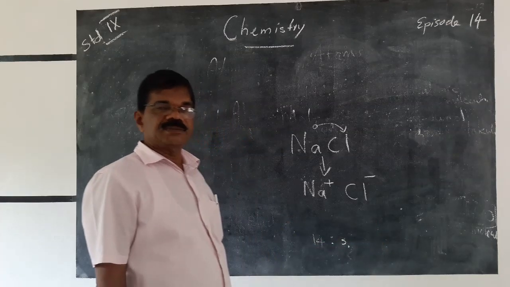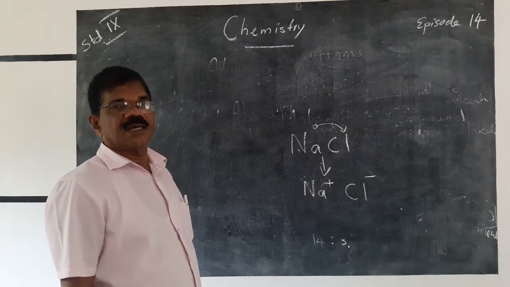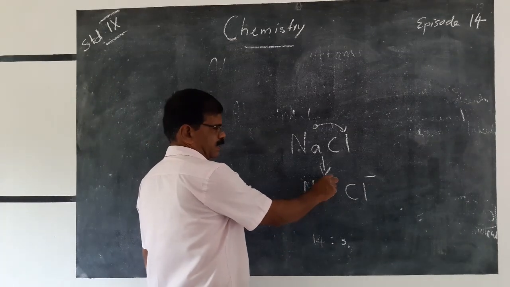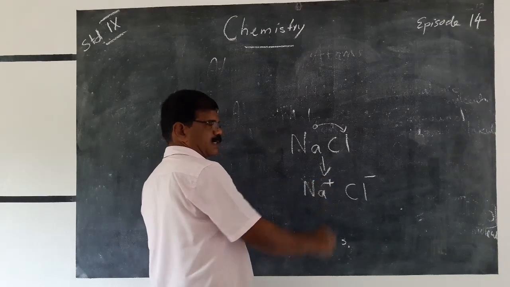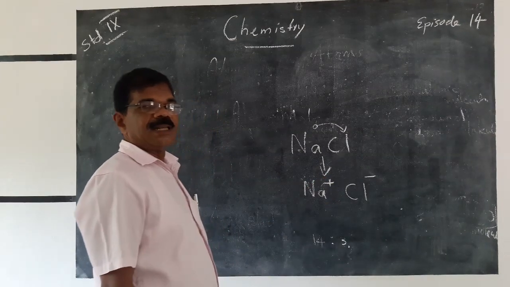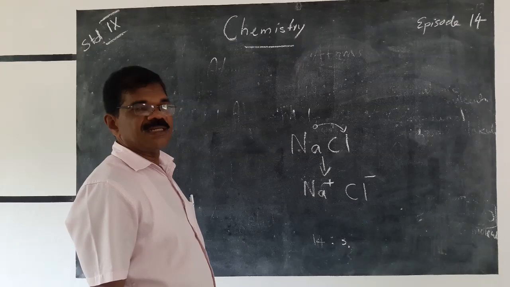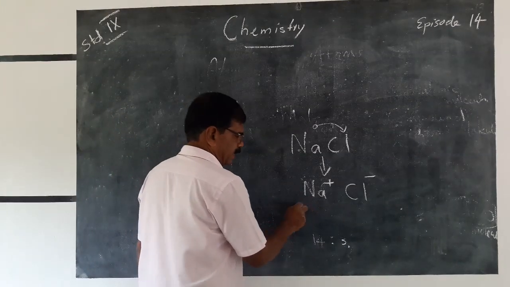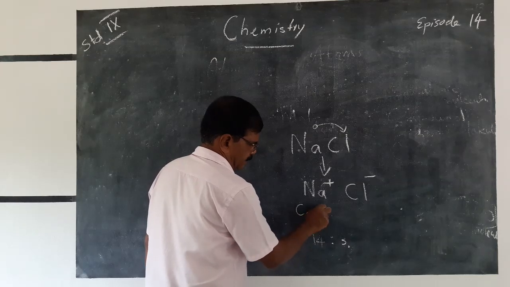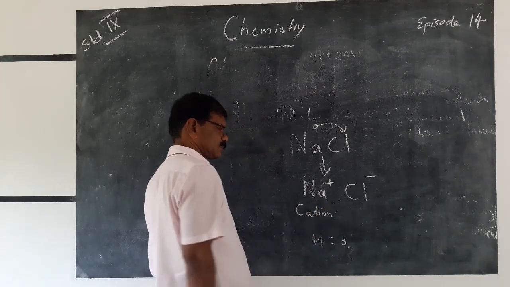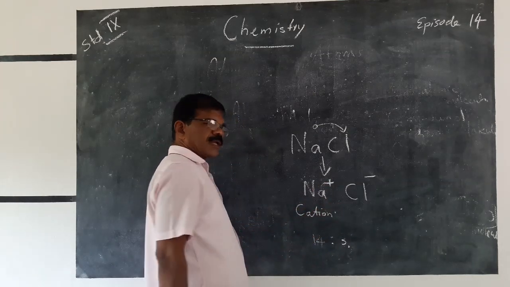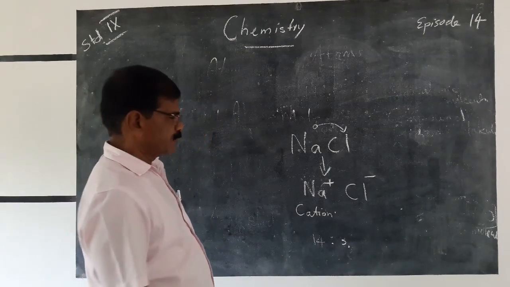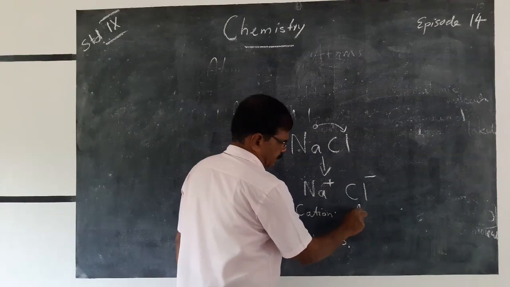There are two types, anions and cations. This sodium ion is positively charged. When electricity is passed through it, it moves towards the opposite electrode, the cathode, so it is called a cation. Similarly, the chloride ion moves towards the anode and is known as an anion.